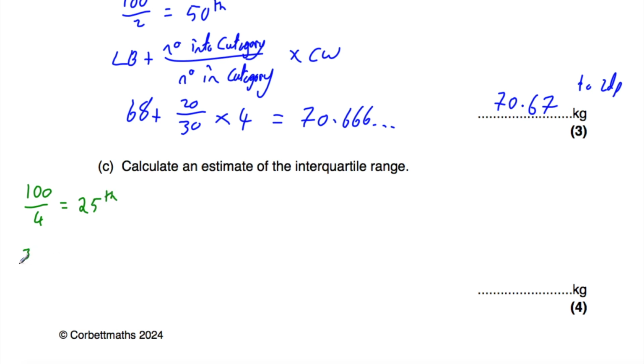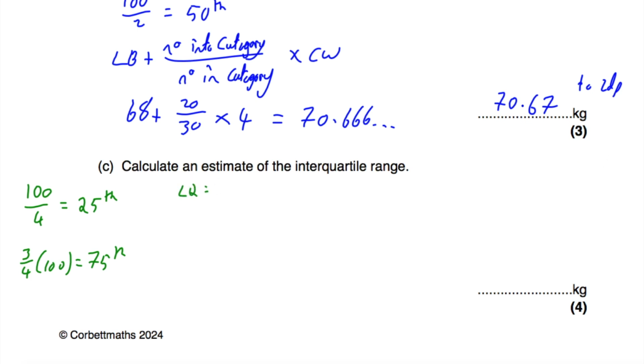And for the upper quartile, we would do 3/4 of 100, and that's equal to 75. So we're looking for the 25th value and the 75th value. So we find an estimate for both of those, then we can take them away to find the estimate for the interquartile range.